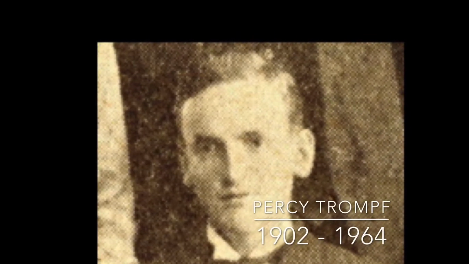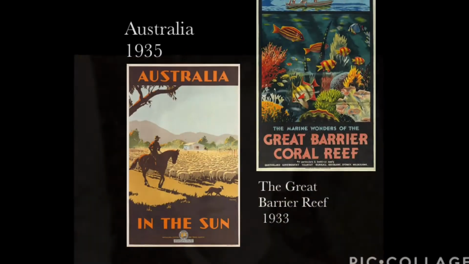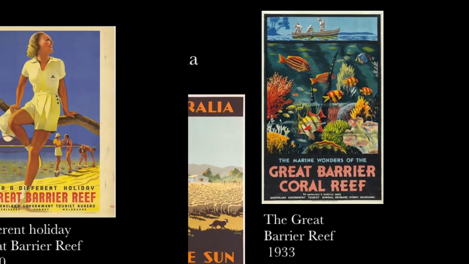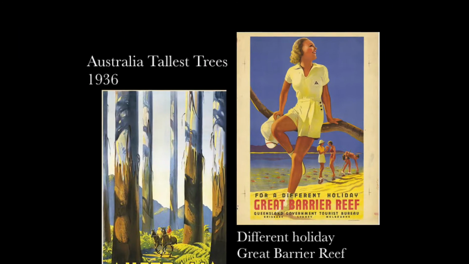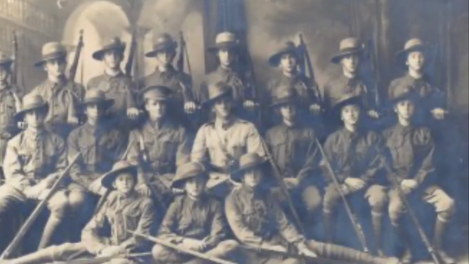Percival Albert Trump, born May 30, 1902 and died July 17, 1964 in Heidelberg, Melbourne, was a well-known commercial artist and is admired for his works in the ANTA travel posters, magazines and publications. Percy attended Sebastopol Primary School before becoming one of the earliest students at the Ballarat School of Mines Junior Technical School, where he received his certificate in 1917.